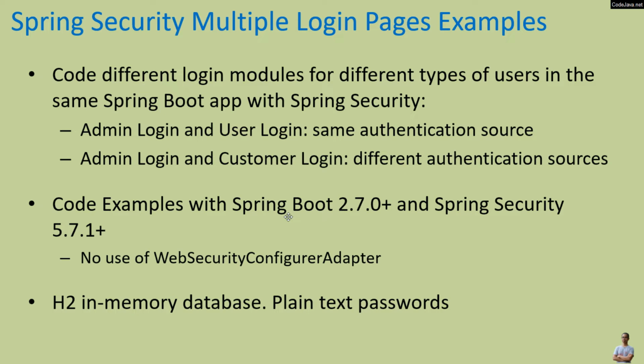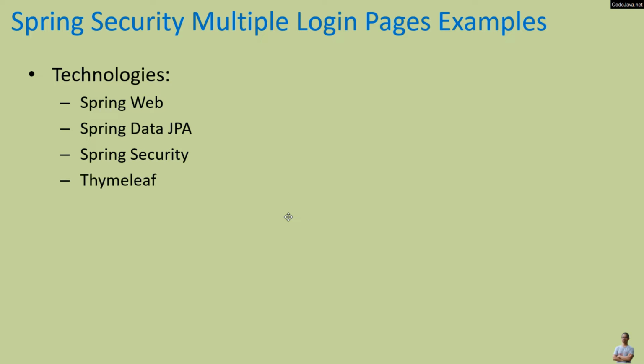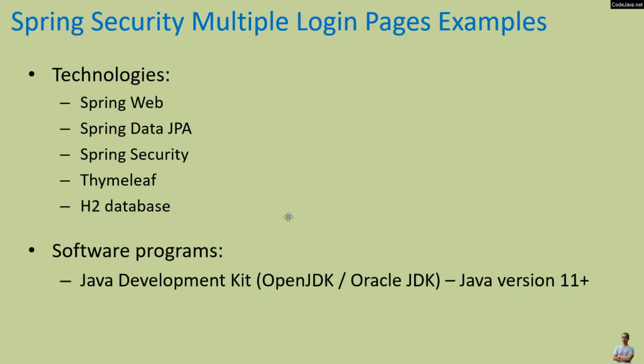And for the sake of simplicity and focus to the point, I used H2 in-memory database with a plain text password for user credentials. So I'll walk you through the development of a Java Spring Boot project based on the following technologies: Spring Web, Spring Data JPA, Spring Security, Thymeleaf, H2 database. And for software programs, I used Java Development Kit OpenJDK with Java version 11 and Spring Tool Suite IDE.